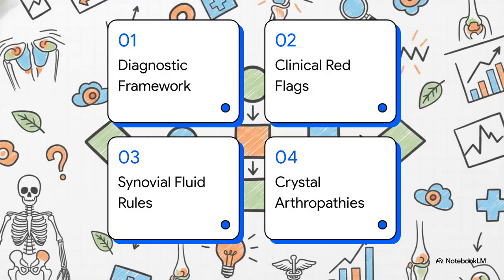Here's our clinical roadmap. First, we'll establish the algorithmic diagnostic framework. Then, we'll cover spotting clinical red flags. After that, we'll hit the synovial fluid analysis rules, and finally, we'll dive into identifying microscopic crystal arthropathies. Let's get right into it.